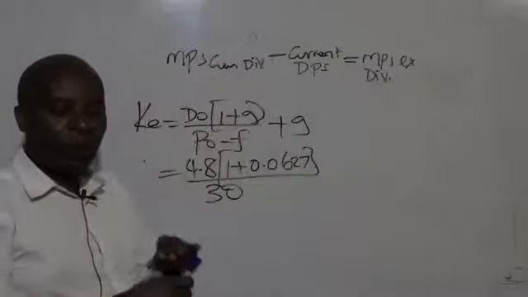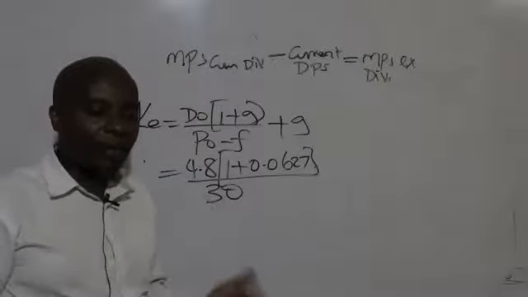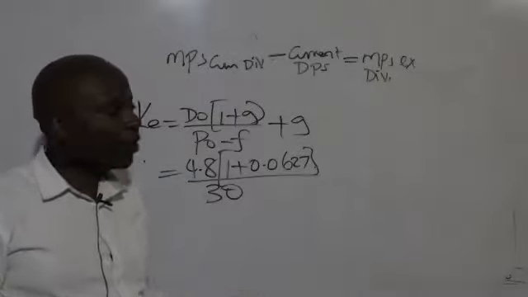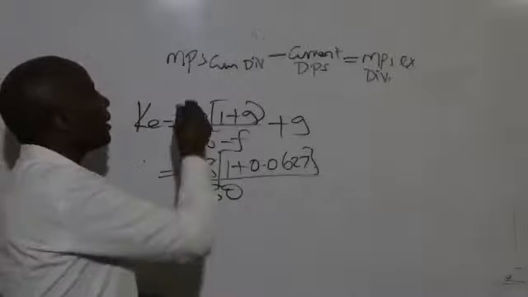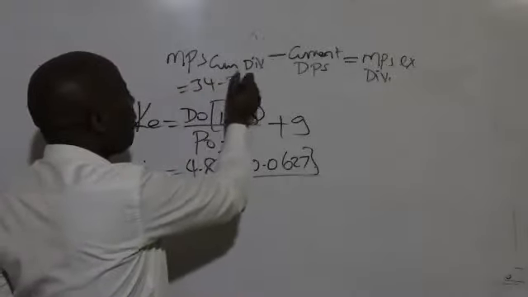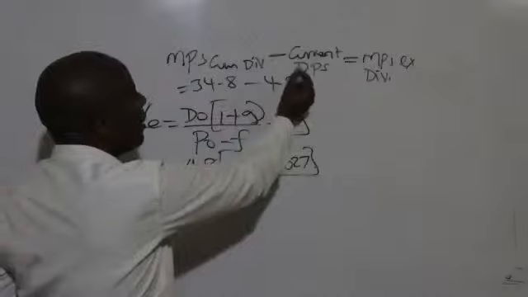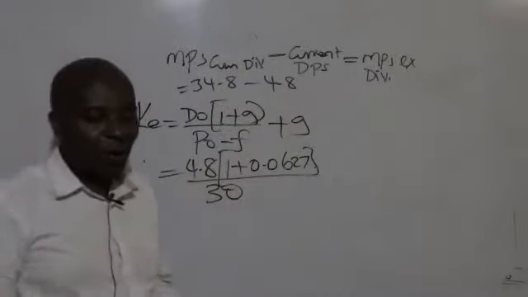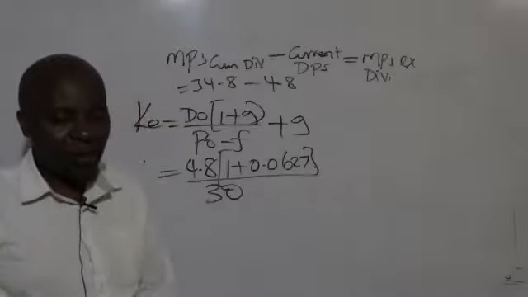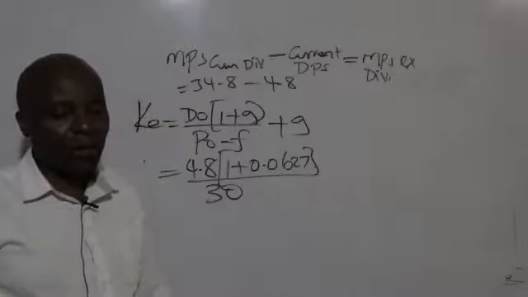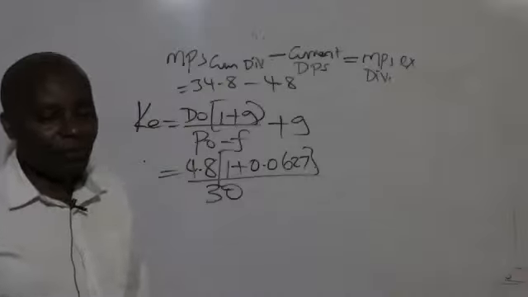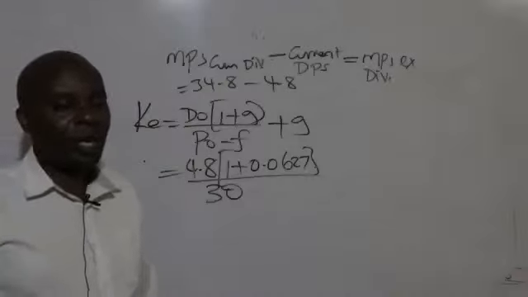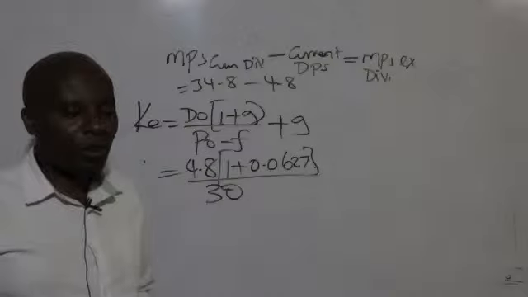In finance, we don't use the CAMDIV things. So you can see the MPS CAMDIV is 34.8 minus the current dividend per share of 4.3. That is how I was able to get my figure of 30. Now ask a question.